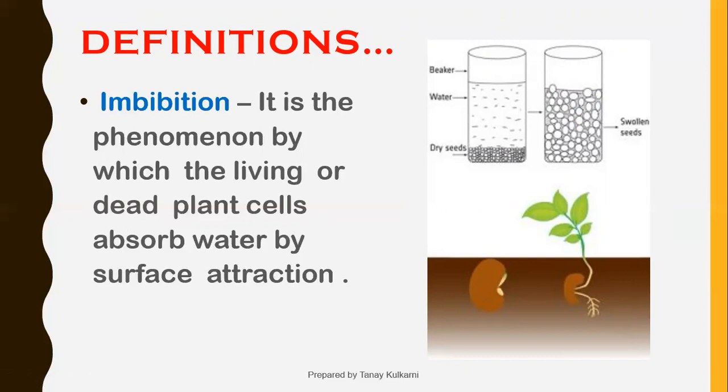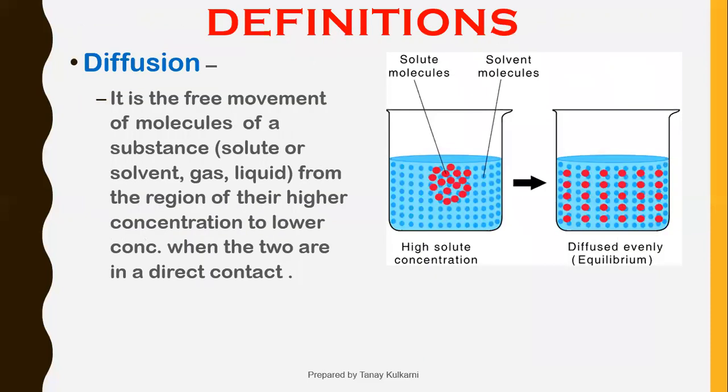You might also have experienced this imbibition during the rainy season. If your home has any kind of wooden door which comes in direct contact with water, then during the rainy season it will absorb the water and swell. Because of that, it will not completely open or close, and hence we find difficulty locking it during rain. Second process is diffusion.